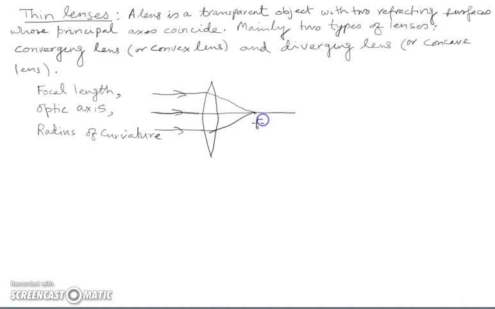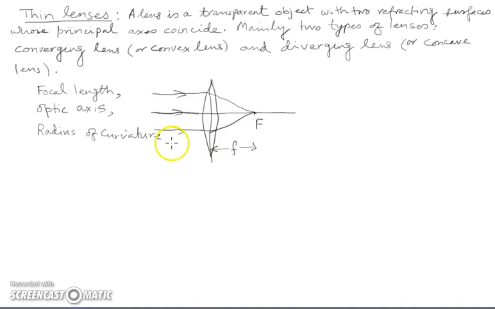This is normally denoted by capital F, and the distance from the middle of the lens to that point is called the focal length, typically denoted by small f, similar to what we talked about for curved mirrors. Remember radius of curvature: there are two radii of curvature. Each face has a curvature. This is the radius of curvature for one surface, and this is the radius of curvature for the other surface.